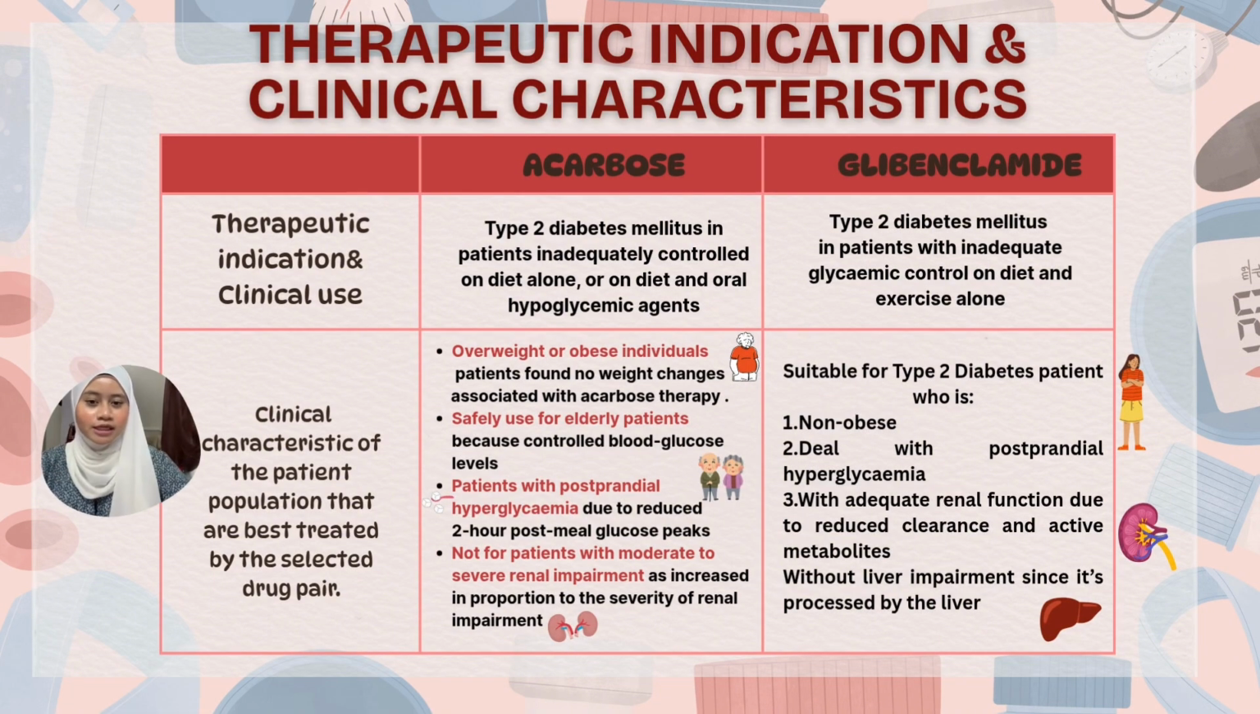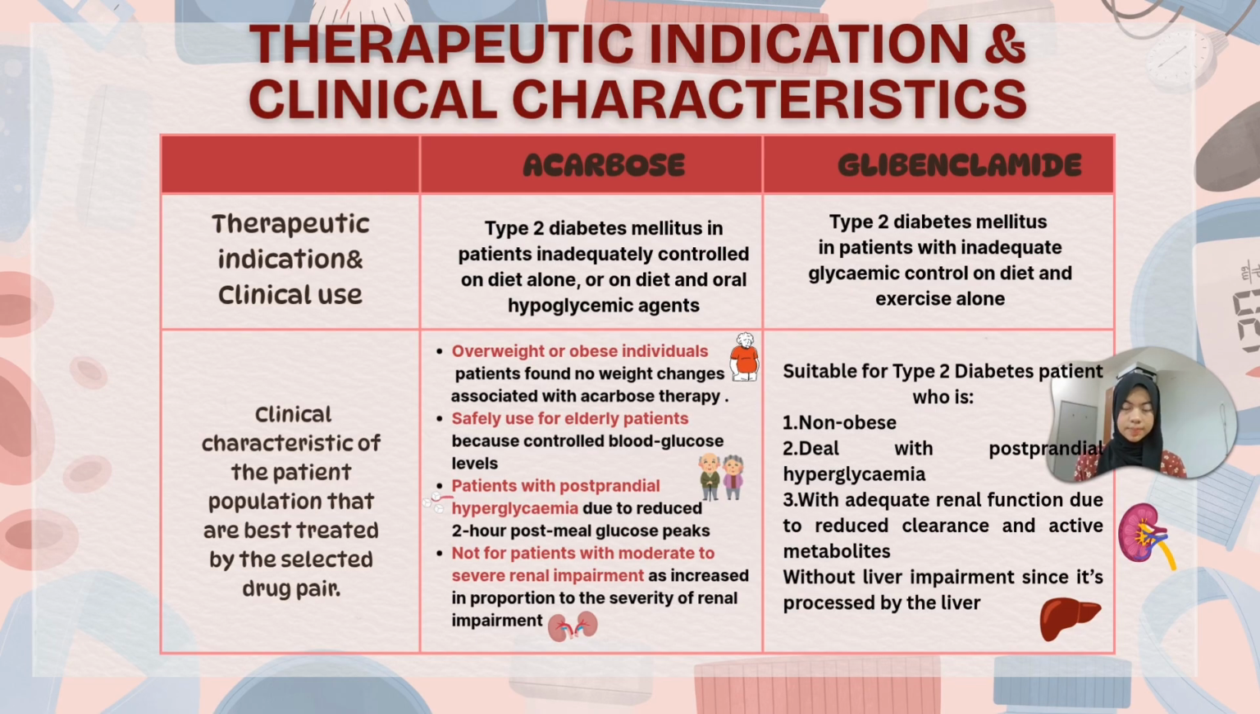Next, we move on to the clinical characteristic of acarbose. It is suitable for overweight or obese patients because no weight changes are associated with acarbose therapy. Secondly, it is safely used for elderly patients because it controls blood glucose levels. Thirdly, for patients with postprandial hyperglycemia due to reduced 2-hour post-meal glucose peaks. And lastly, it is not for patients with moderate to severe renal impairment as its levels can increase in proportion to the severity of renal impairment.